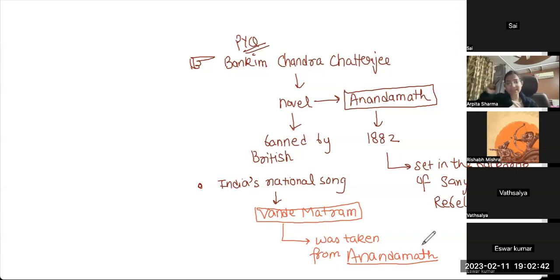You are aware of so many things. You do not just know about the national song, you also know where it has been taken from. It has been taken from Bankim Chandra Chatterjee's novel Anandamath, which was written in 1882, which was banned by Britishers, and it was set in the backdrop of the Sanyyasi rebellion. Let me know, are you able to remember it? Are you able to learn things in the class itself?